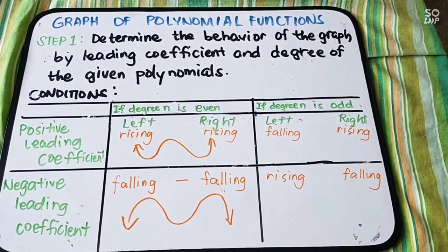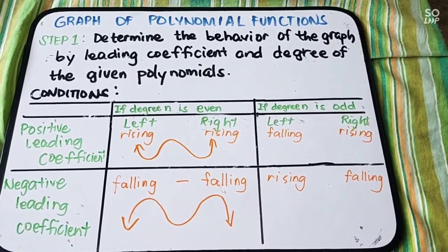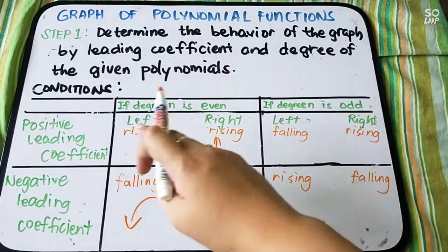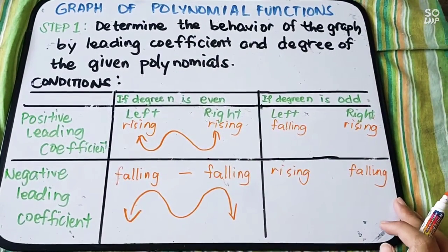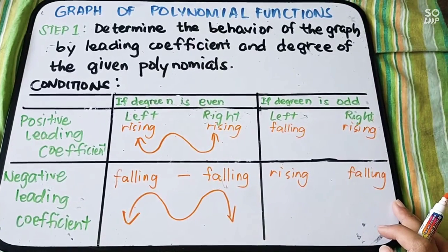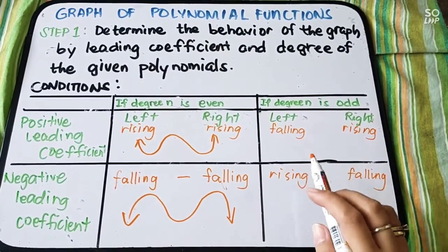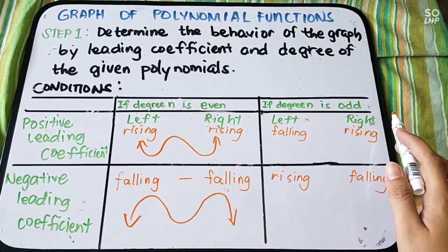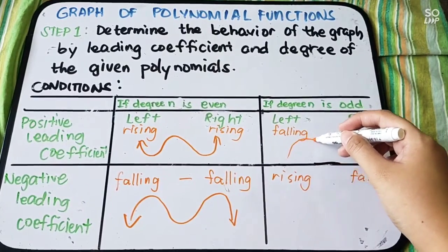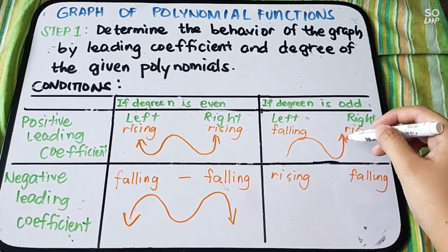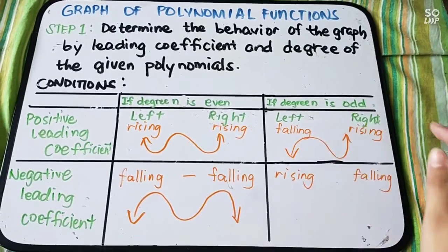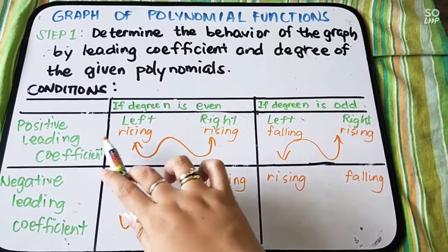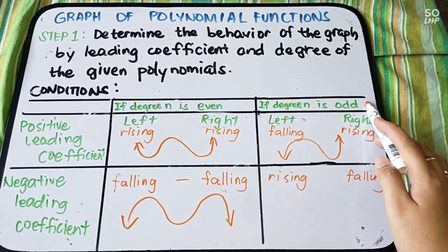Next, let us have the third condition. What if the degree is odd and we have a positive leading coefficient? If that's the case, the graph is falling to the left and it is rising to the right. How will you illustrate that? Falling to the left and rising to the right, like this. It rises to the right, then falls to the left. That is the condition if we have a positive leading coefficient and an odd degree.